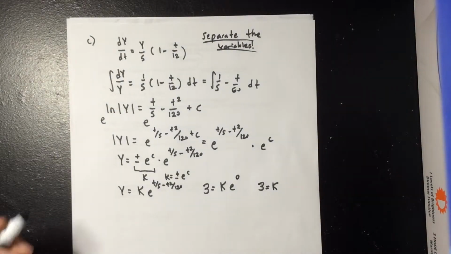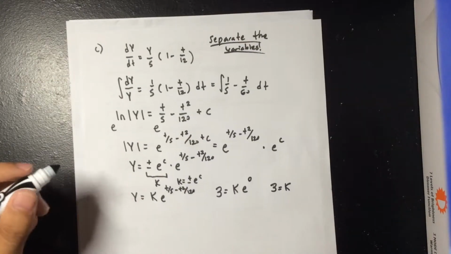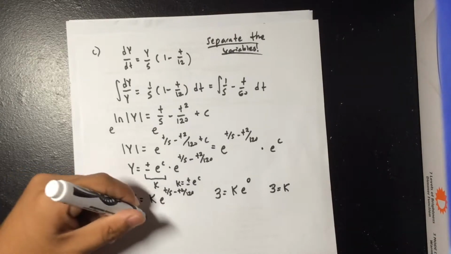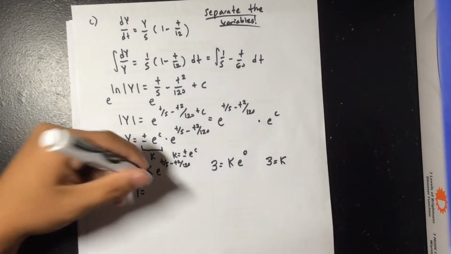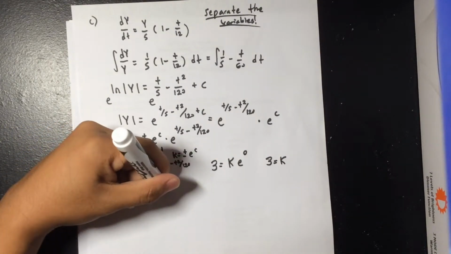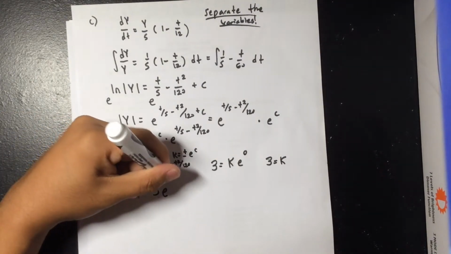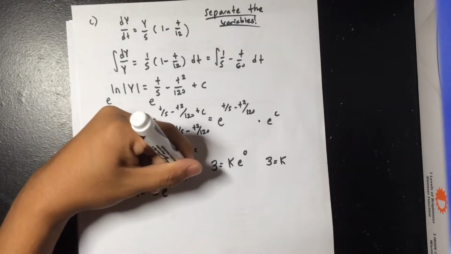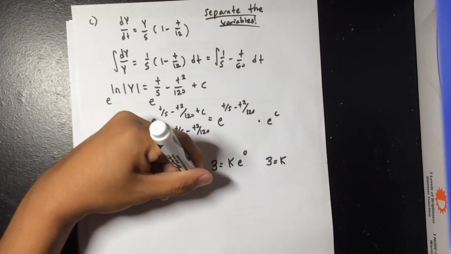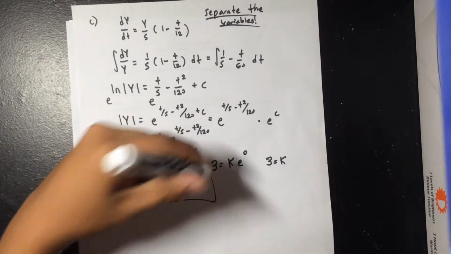It's pretty easy enough. So now all I have to do is write the final particular solution. So we get y is equal to 3e raised to the power of t over 5 minus t squared over 120. And that is it.